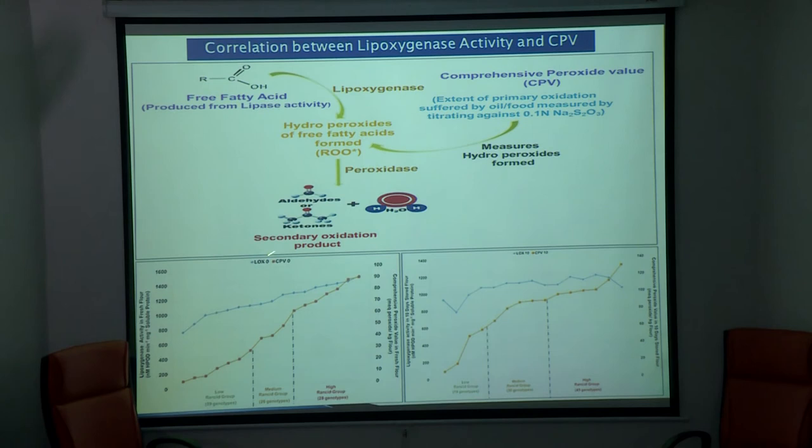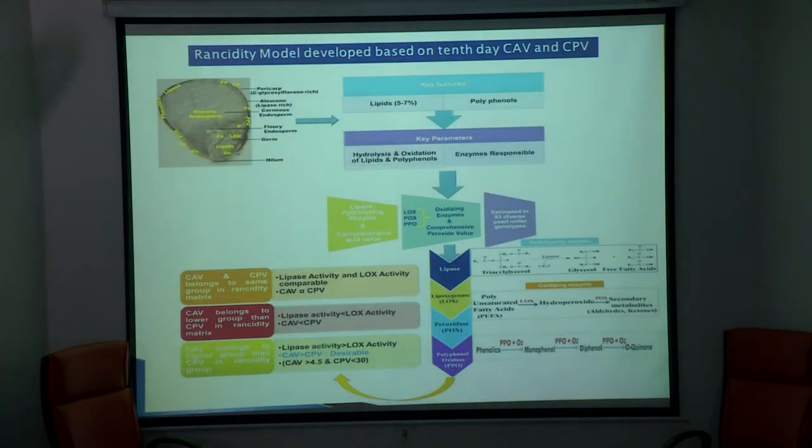Then we did lipoxygenase activity and comprehensive peroxide value, because as a result of lipoxygenase activity, hydroperoxides are formed, and CPV measures the hydroperoxides. So we estimated lipoxygenase activity as well as comprehensive peroxide value in the same 93 diverse genotypes of pearl millets, and we found, with a few anomalies, an almost positive correlation between lipoxygenase activity and comprehensive peroxide value. Based on that, we have developed a model based on 10th day CPV and CAV.